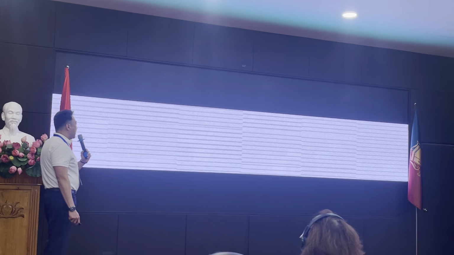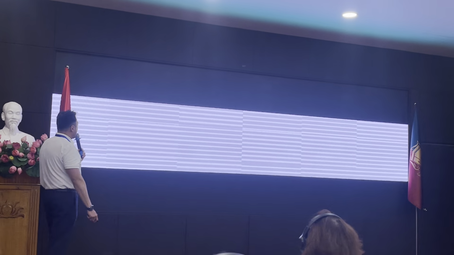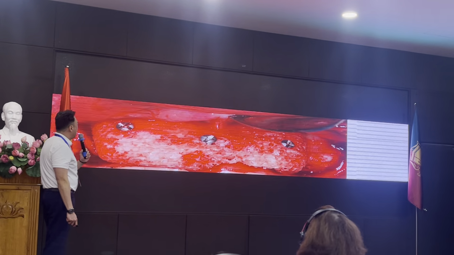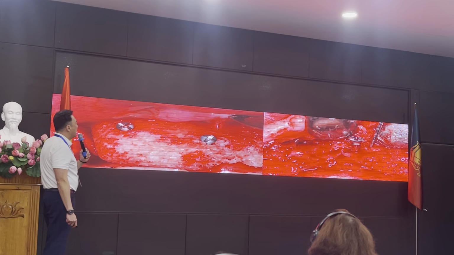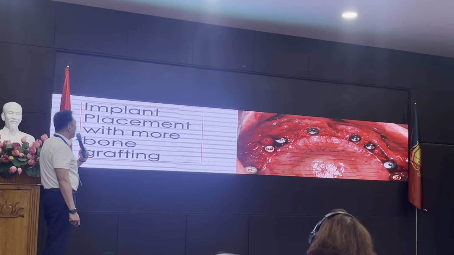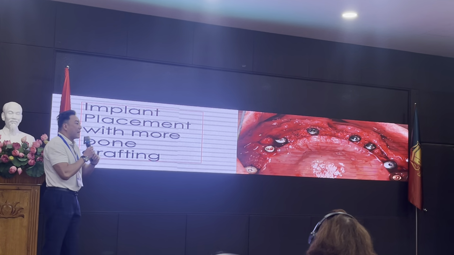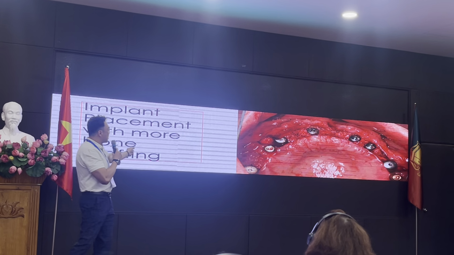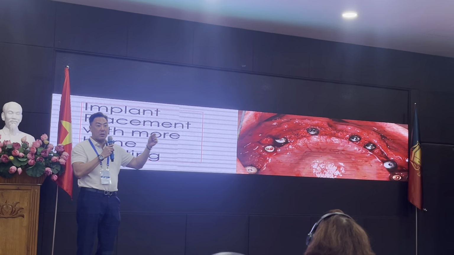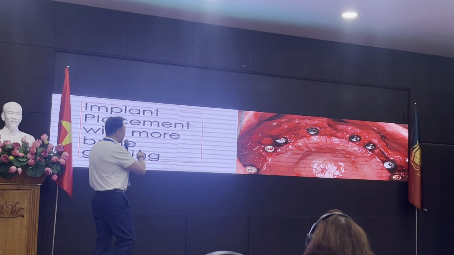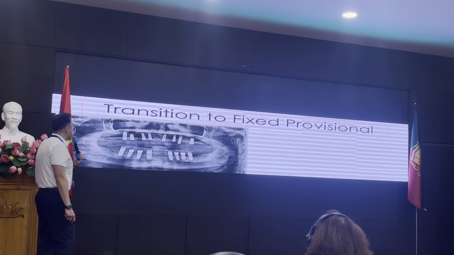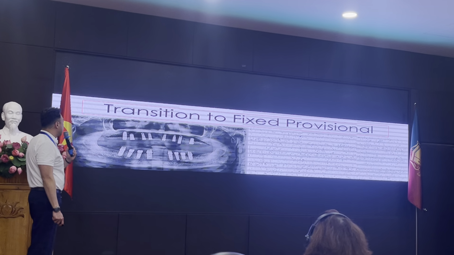And that's definitely because of the provisional. So you have to make sure that we remove the flange completely. That's the before, there's the screws after, right? Losing some volume, and then we're able to place implants, but then I go ahead and graft more now. So we can do our implant surgery, I can get implants in now. I know that I can graft more now. And then I'm able to now transition to a fixed provisional.